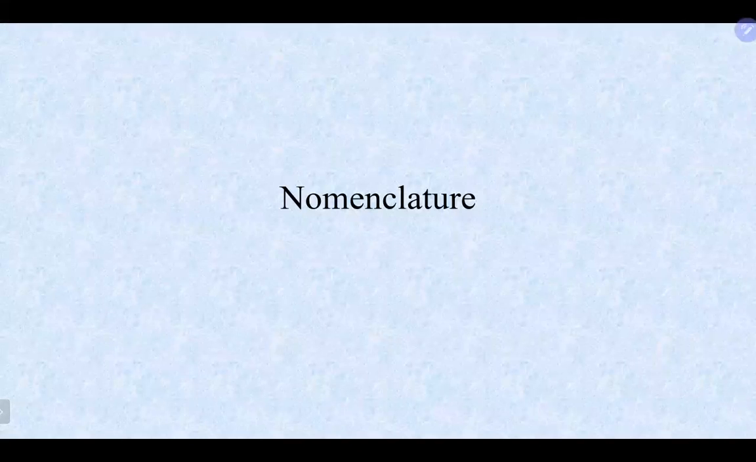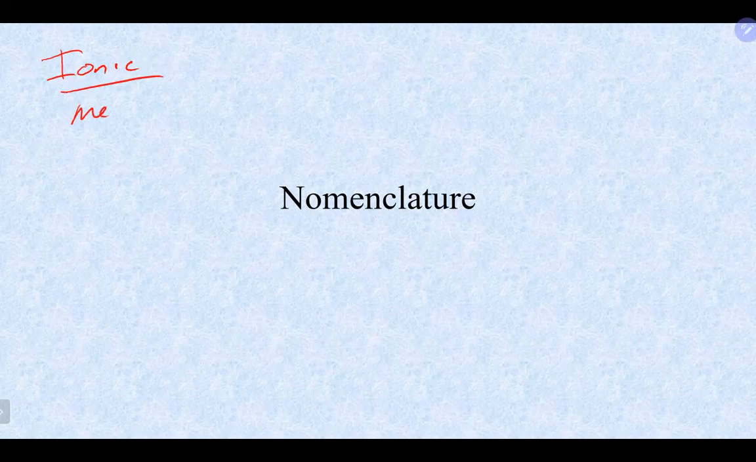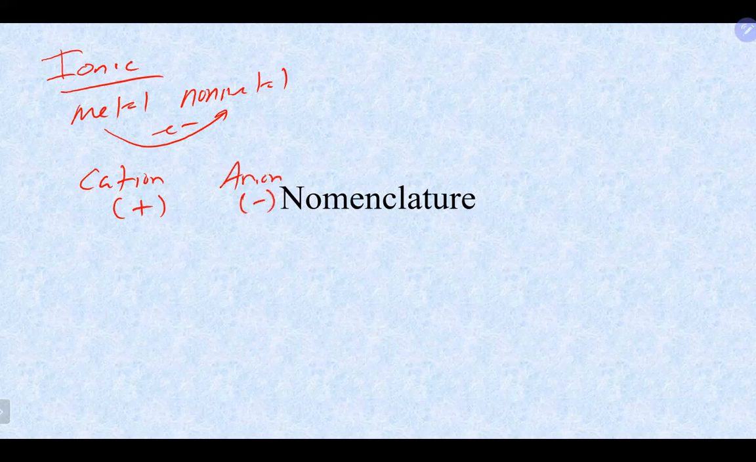Okay, so this is chapter 5. This is nomenclature, which is naming, and we're going to talk about 2 different types of naming. Obviously, from our bonding, we're going to talk about ionic, which is always our metal and non-metal together, where our metal is going to transfer electrons and again result in a cation that's positively charged and our anion that is negatively charged.